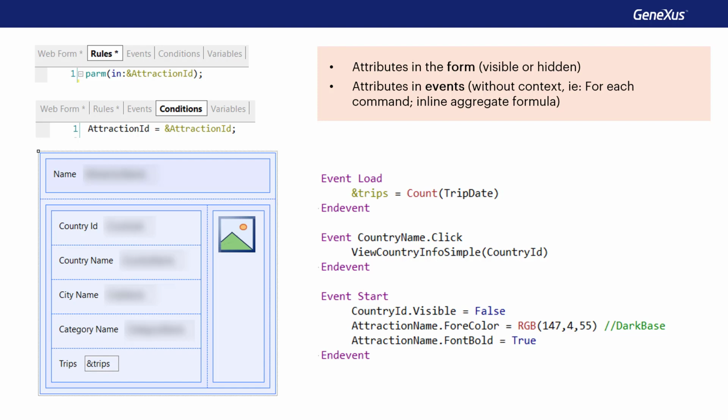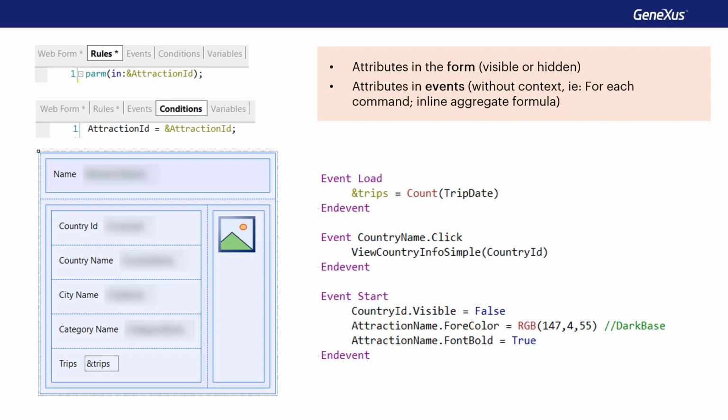In fact, if the panel did not have a base table, what would happen is that the load event would be executed only once, and there, the formula, which would count all the trip's records, trip_date is a secondary attribute of the trip transaction.